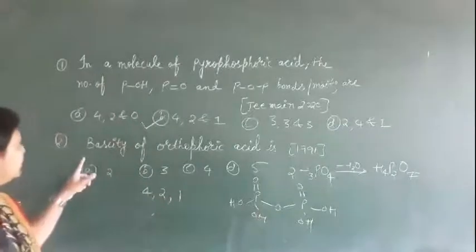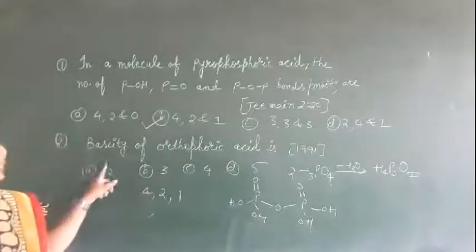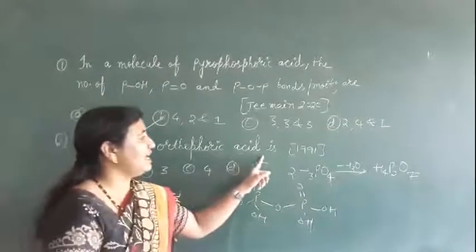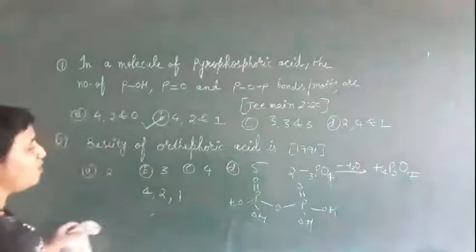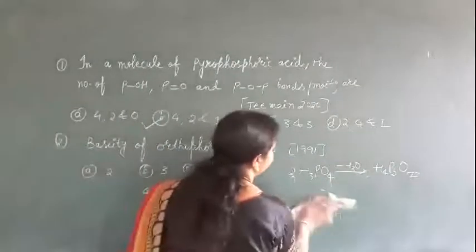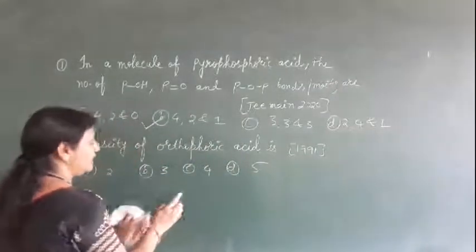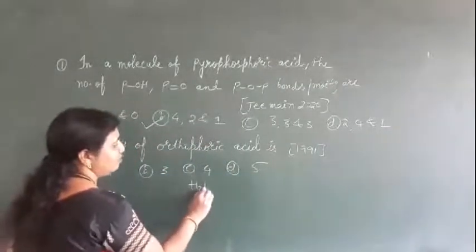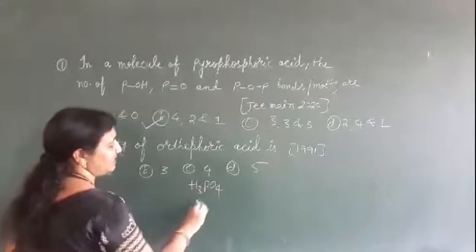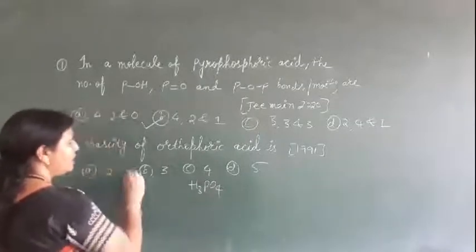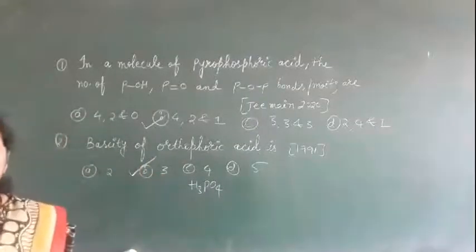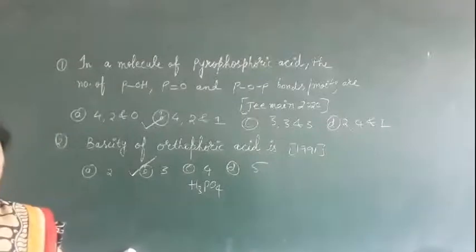Next we have the basicity of orthophosphoric acid. The formula is H3PO4. So we can use our trick here. This is orthophosphoric acid, 4 minus 1, 3. So option B is the correct option here. They have asked only the basicity here. Okay.